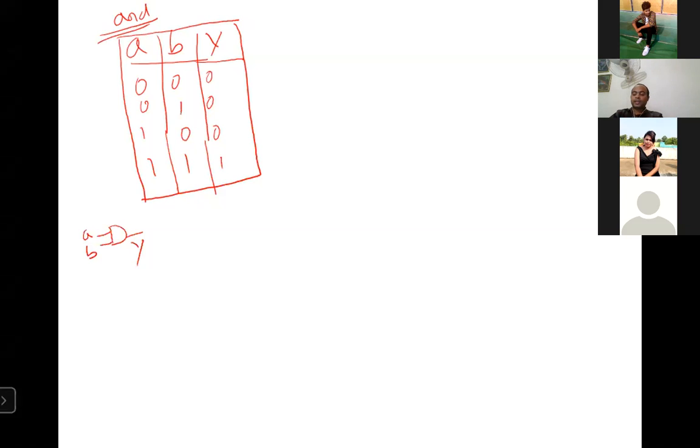But what is there inside a gate? How is this gate operating, or how is this gate doing this? Any idea? Anyone? Transistor. Transistor, okay. So what is a transistor?